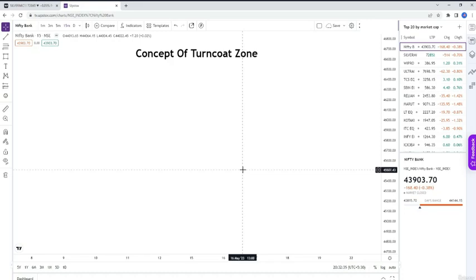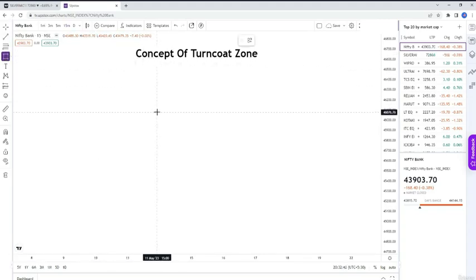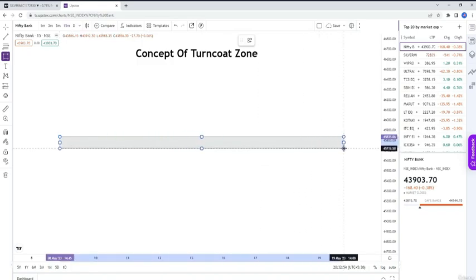So what is Turncoat Zone? Let's try to understand. What is meant by turncoat? Okay, this is not a theoretical class. I'm not going to write definitions. We are not students. We are all live traders. So I have to explain these things on the chart, right? So let's talk about what is turncoat zone.